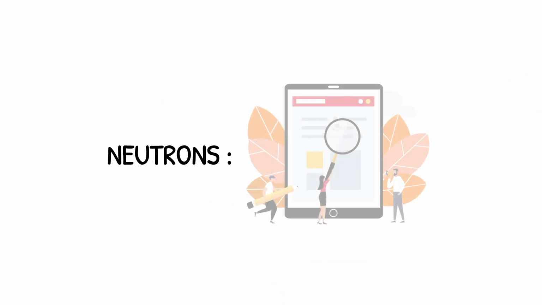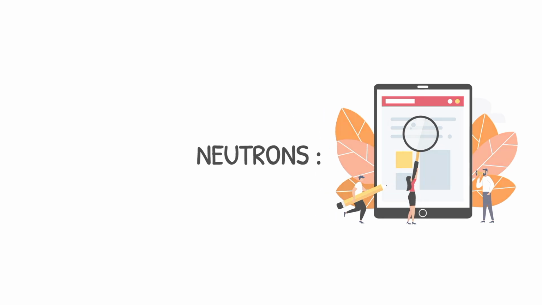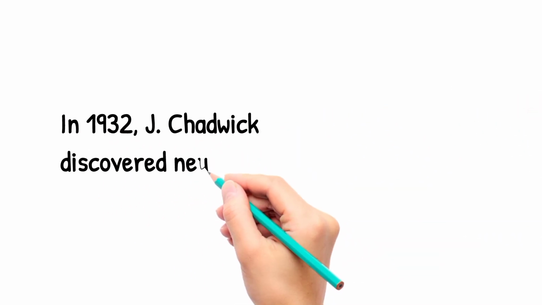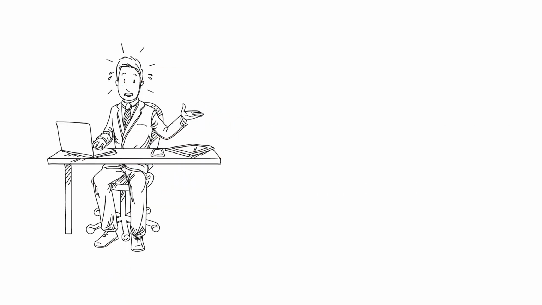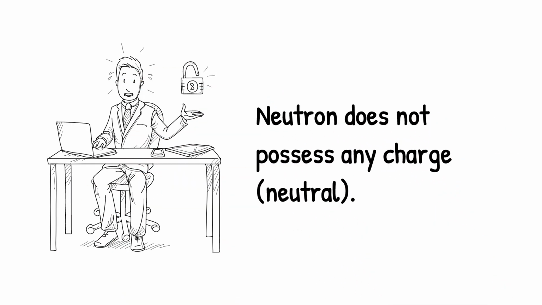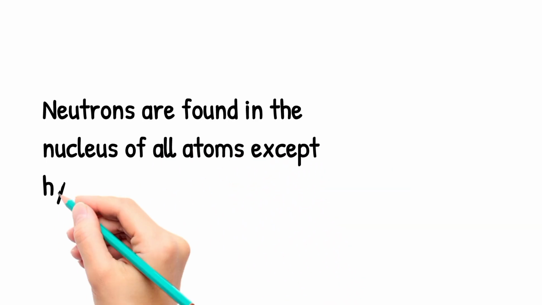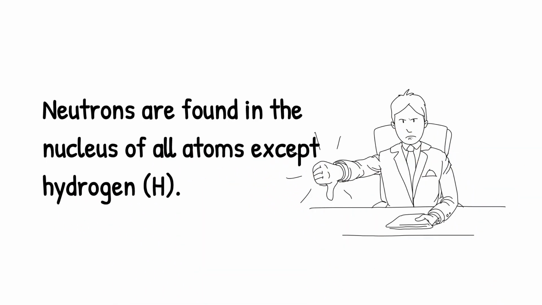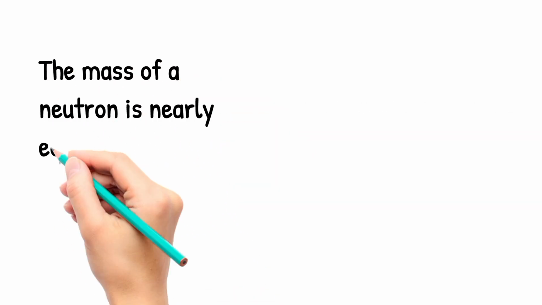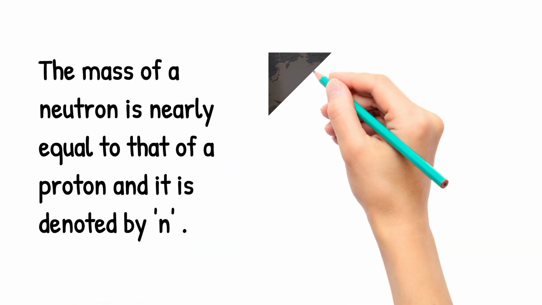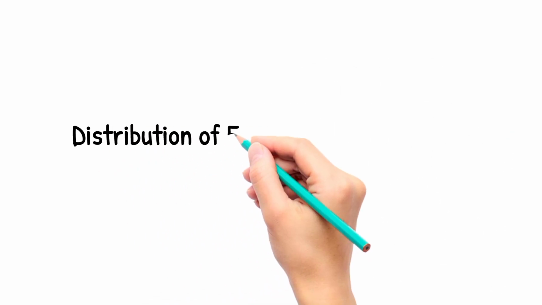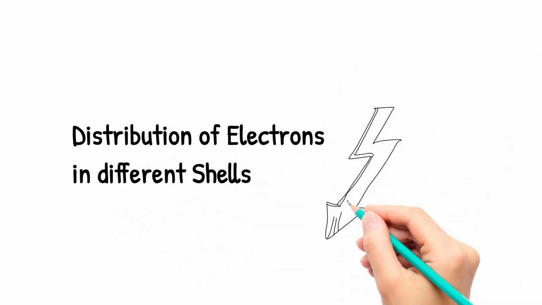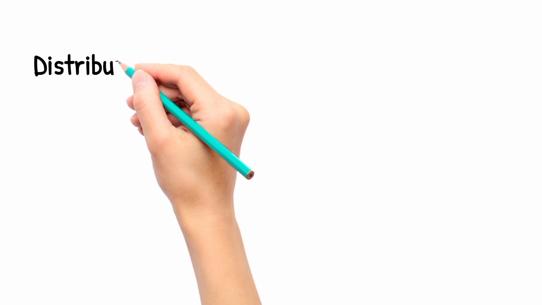Next topic is neutrons. In 1932, J. Chadwick discovered neutrons. A neutron doesn't possess any charge, which means they are neutral in nature. Neutrons are found in the nucleus of all atoms except hydrogen. The mass of a neutron is nearly equal to that of a proton and it is denoted by the letter N.